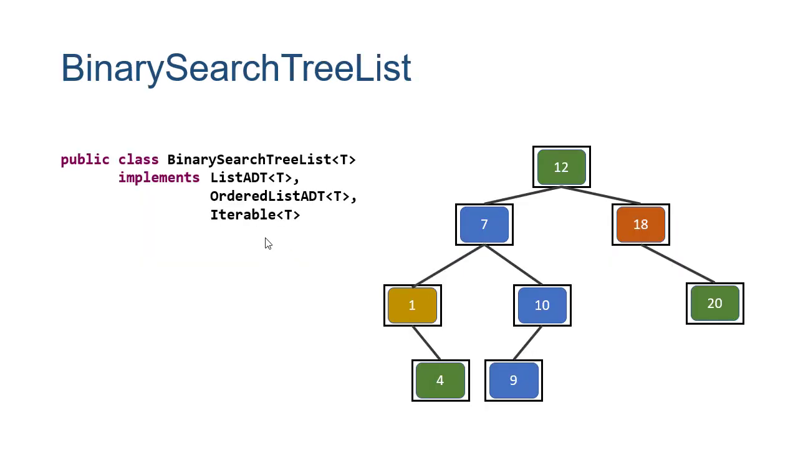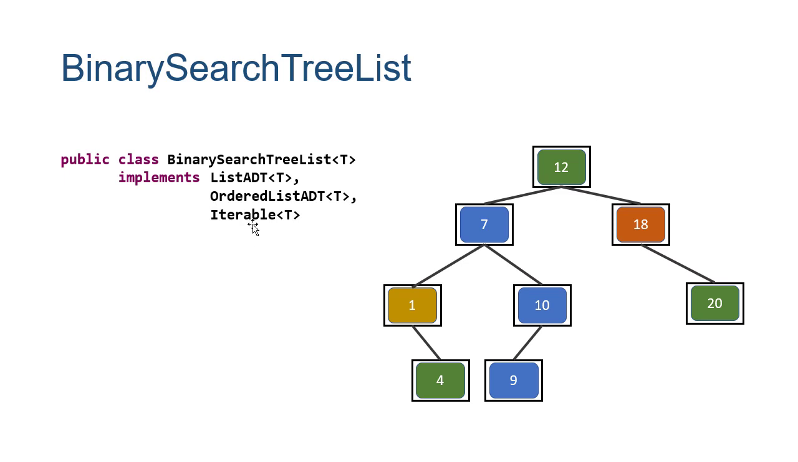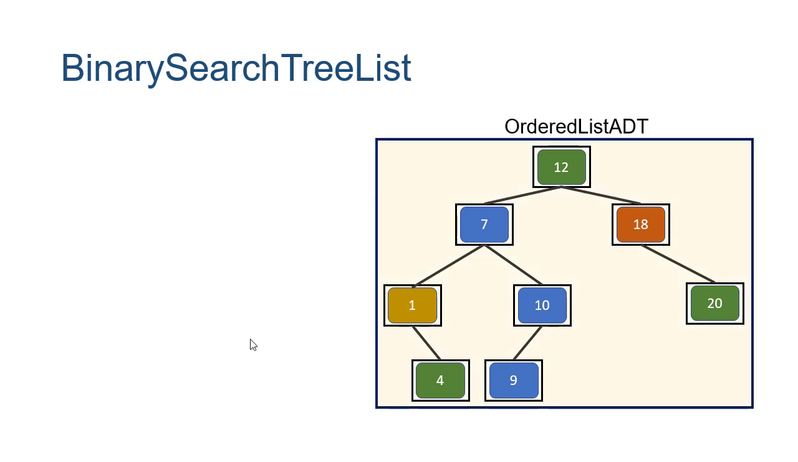So we can create a class called BinaryTreeList that will implement the list interface and the ordered list interface. It'll also implement iterable so that we're able to iterate over the elements that are there. Now, the user doesn't really care that there's a tree or a list or whatever. They just know that there's some data structure that implements the ordered list interface, and that's how the client is going to interact with the data structure.